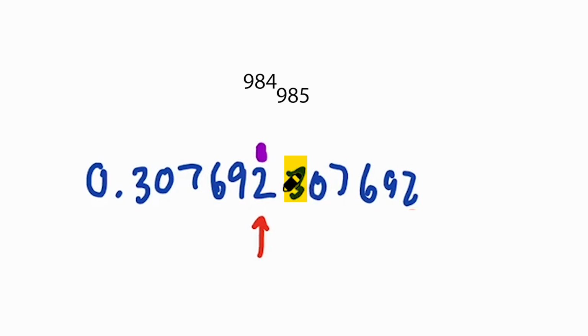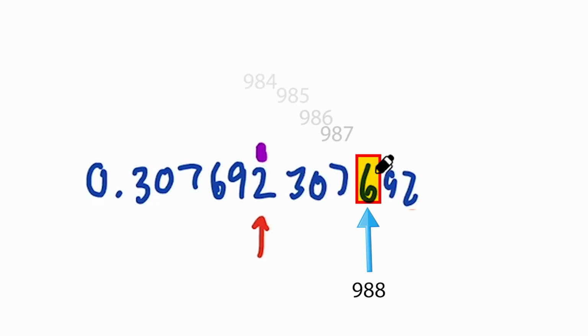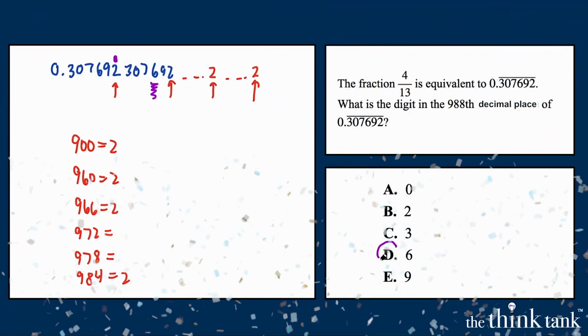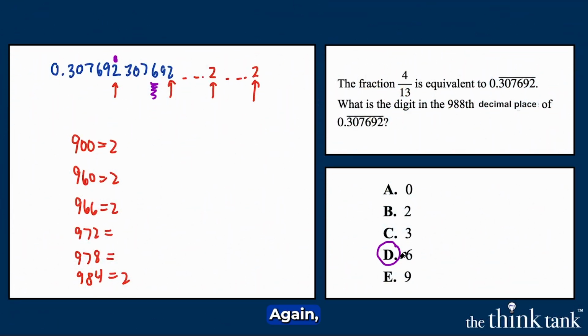So 985 is going to be a 3. 986 is going to be a 0. 987 is going to be a 7. And 988 is going to be a 6. I'm saying that our 988th digit is going to be a 6. So I know my answer is going to be D, 6. Again, find a multiple of 6, because that's the length of our pattern in this case, that's close enough to 988 that we can count the rest of the way there. That's one strategy for how to get it.